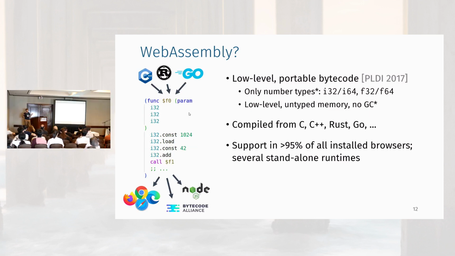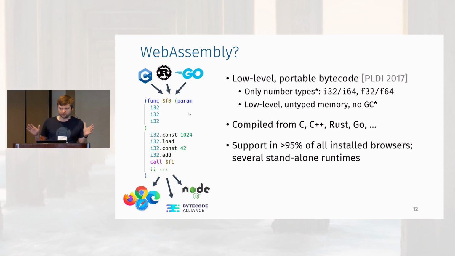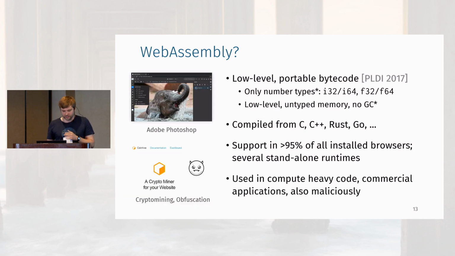WebAssembly programs are typically compiled from C, C++, Rust, so let's say systems-level languages, and they can be executed on a variety of platforms. Originally, the browser, so basically every browser in existence supports them natively, but also some standalone runtimes. And it's already, at least concerning its age, quite widely used, say, for codecs and cryptography in websites, but also for commercial applications. So there's a fully featured Adobe Photoshop running in the browser based on WebAssembly, but also some malicious applications like crypto mining and obfuscation. And especially for those cases, you might want to do reverse engineering. So that's kind of why I argue reverse engineering, and in particular type prediction for WebAssembly binaries, is an important problem.